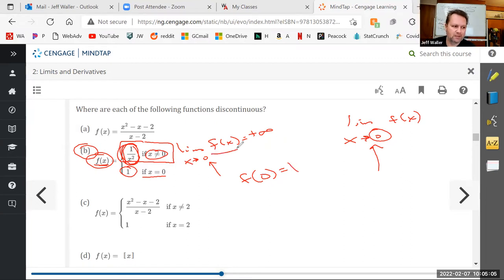What's the limit of f of x as x goes to zero? Positive infinity. Are these equal to each other? No. Thankfully not, because otherwise you'd become 1 year old and you would be infinitely old. Mama, I am infinitely old. It's like, okay, sorry.